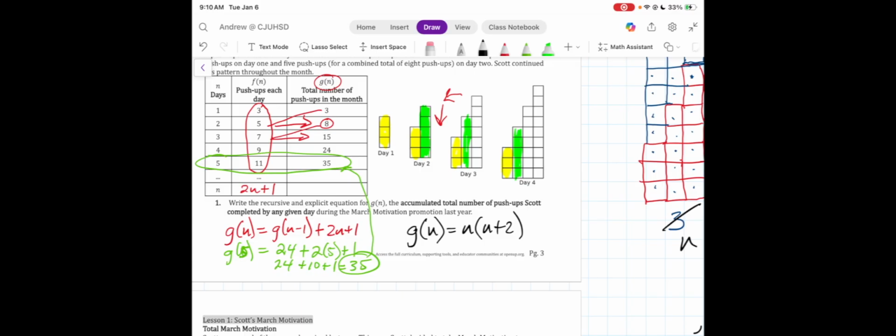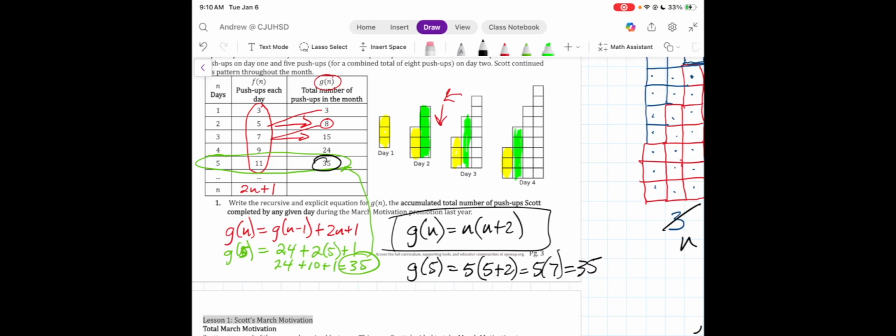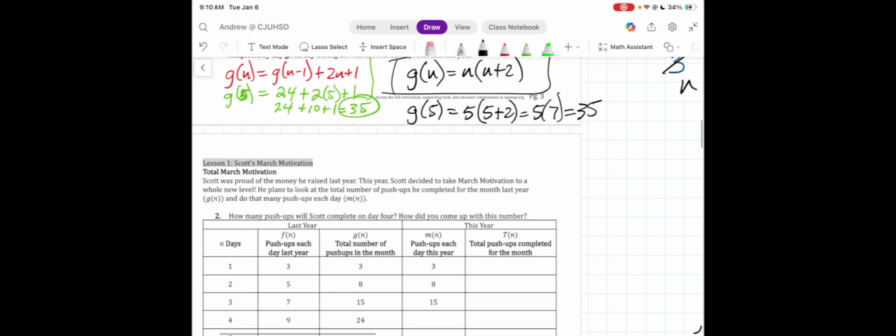Let's see if it works. Again, let's do g of 5. G of 5 is 5 times 5 plus 2. That's 5 times 7. That's 35. Bingo. There it is. That 35 again. So this formula works. All right. So now that we've developed that idea, now Scott's going to do something crazy here.